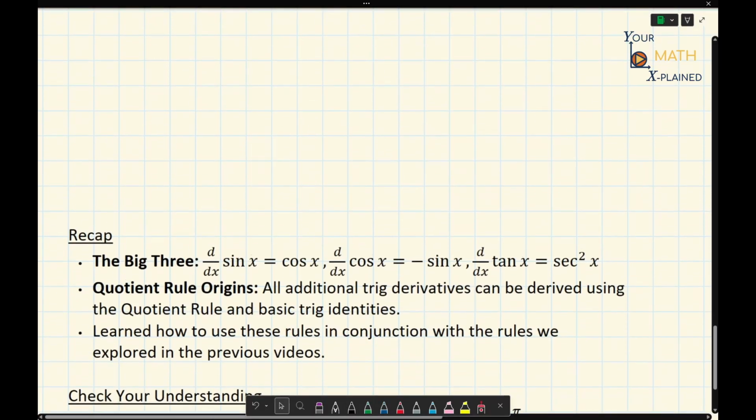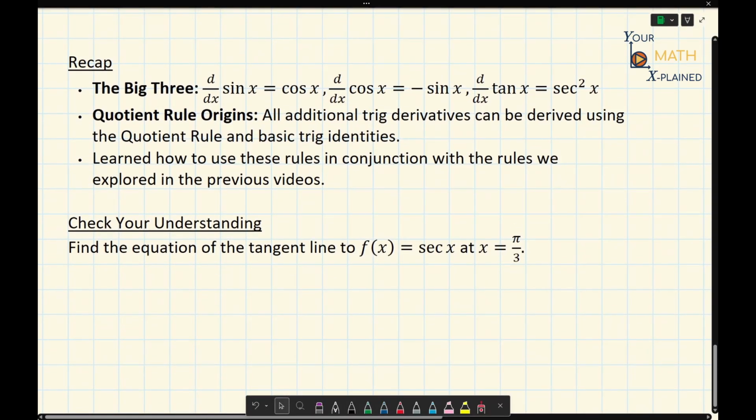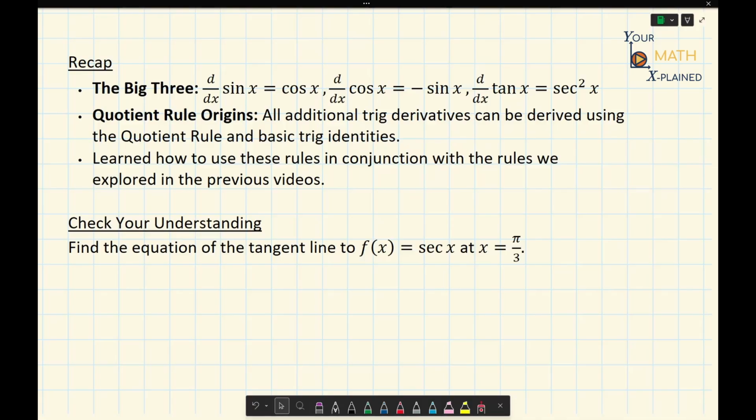And now let's do a quick recap of what we covered in this video. We went over the derivatives of the three main trig functions, which are sine, cosine, and tangent. We also looked at the derivatives of the three reciprocal trig functions, but you only need to remember the three main ones because we can derive the derivative of the three reciprocal trig functions using the three main ones. And we also learned how to use these rules in conjunction with the rules we've learned before.